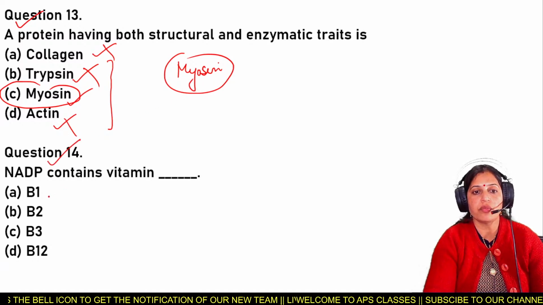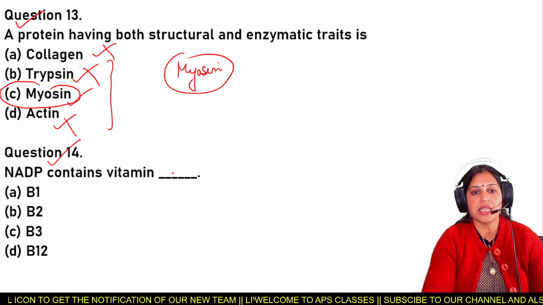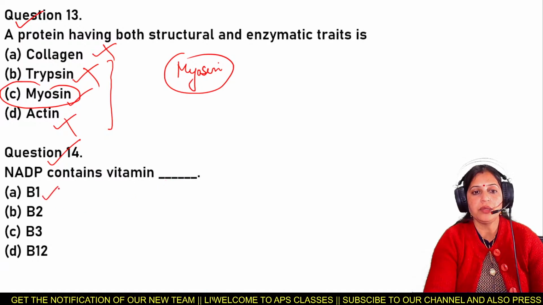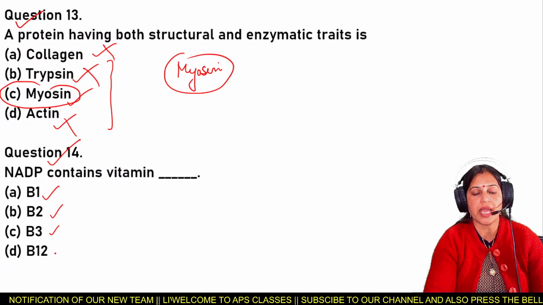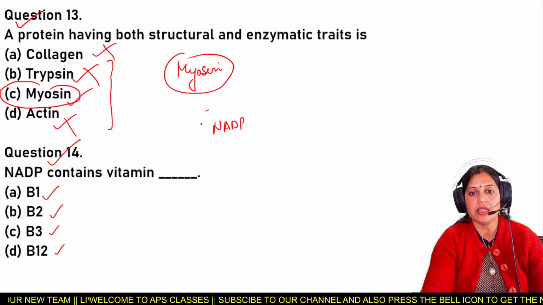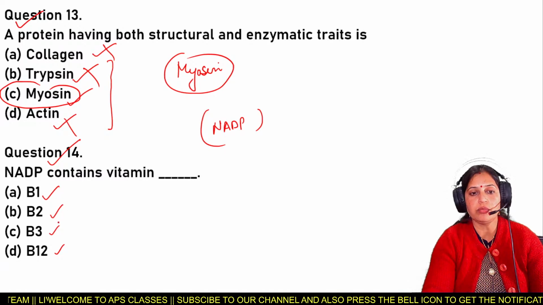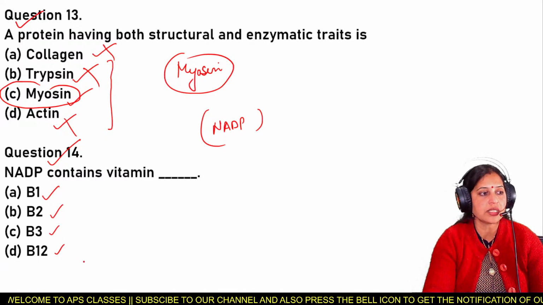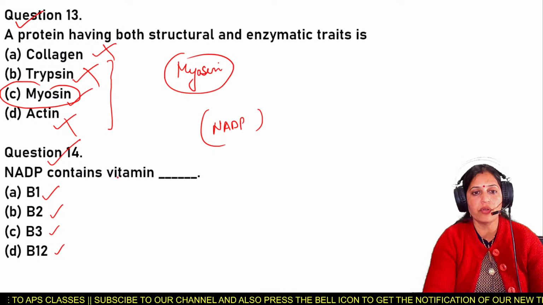Now shift to question number 14. NADP contains vitamin: B1, B2, B3 and B12. NADP contains vitamin, options are B1, B2, B3 and B12, and it is question number 14.